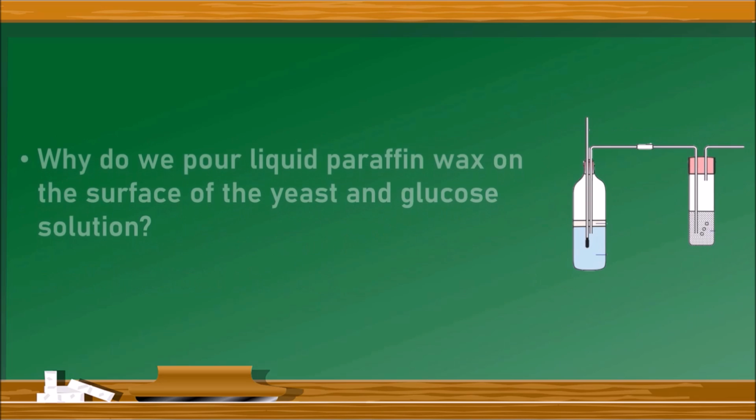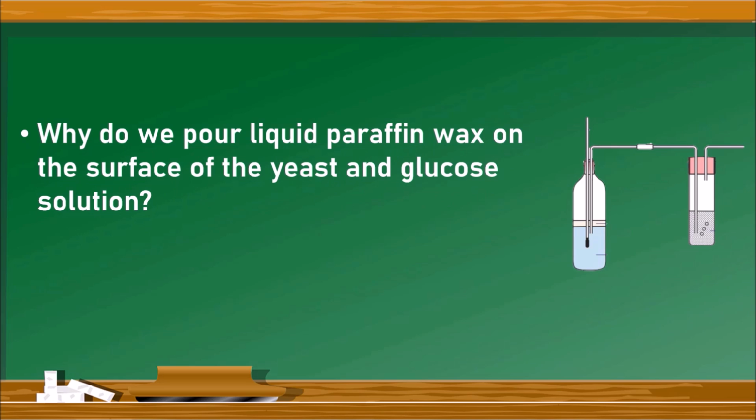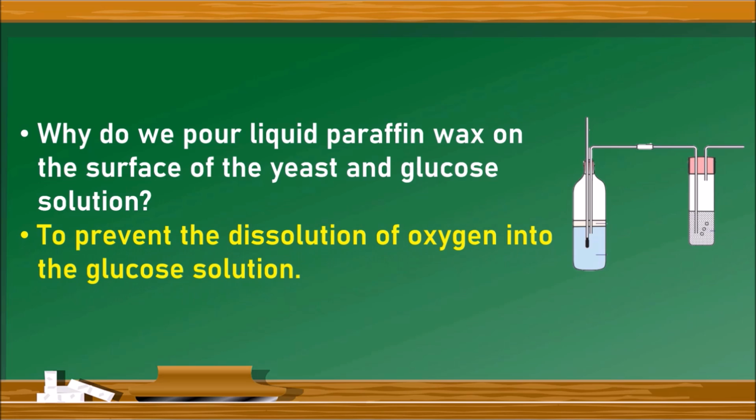Next question. Why do we pour liquid paraffin wax on the surface of the yeast and glucose solution? Because even if we boil the glucose solution to remove the oxygen, there may be air present inside the bottle. So the air may again dissolve into the glucose solution. To prevent the dissolution of oxygen into the glucose solution, we need to pour the paraffin wax on the surface of the glucose solution. Next question.